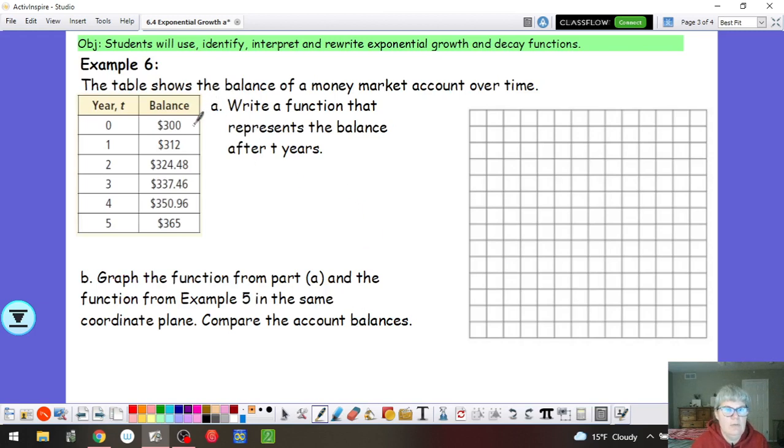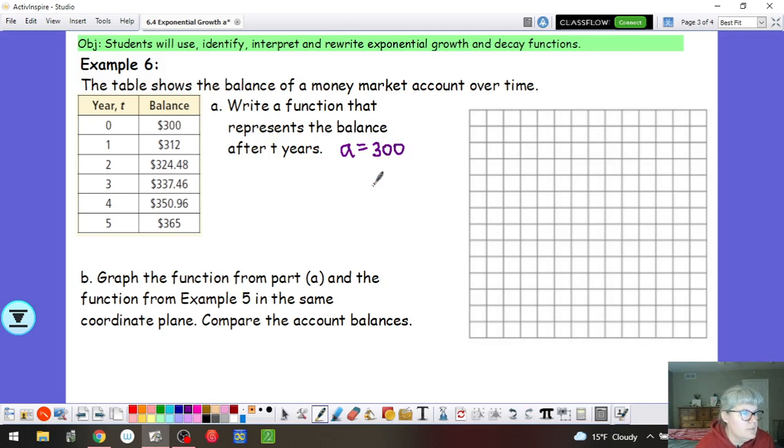So here we have a table that is showing the balance of a money market account over time. Write a function that represents the balance after t years. So as we can see, our time is just happening in years, and we're just looking at our balance. So we just need to use a regular growth equation. We don't need to use that compound equation. So here we're going to have the initial balance. Our A value is going to be 300.